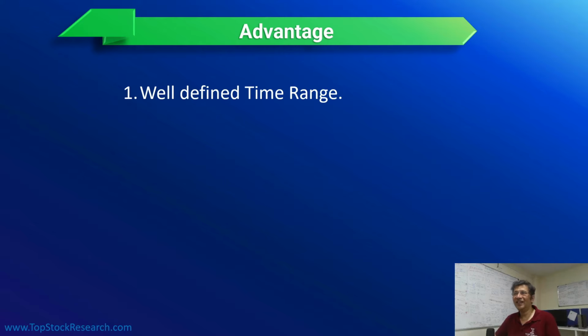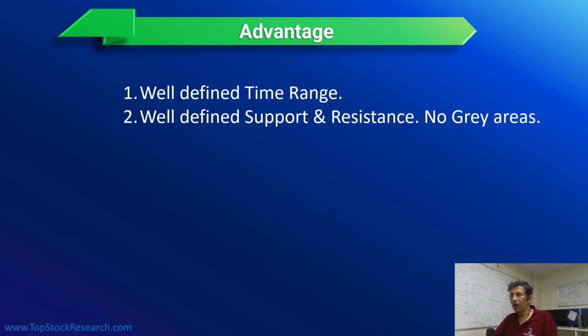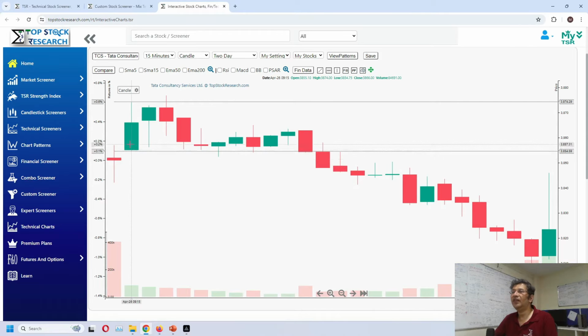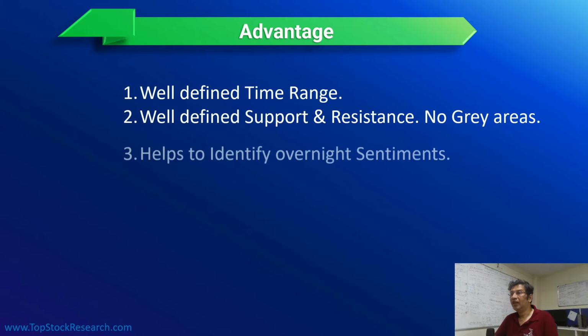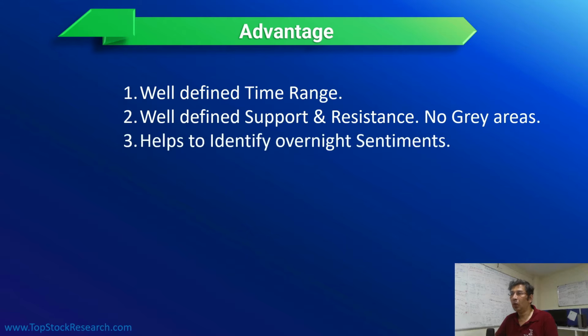So you have very clearly defined time range. You have very clearly defined support and resistance, so there's no gray area. Over here, if we see in the 15-minute candle, you have this range up and down. The range is very clearly defined, so there's very less ambiguity. There's no gray area that what should my support or resistance be. It's very clearly defined. Then it helps to identify overnight sentiments.